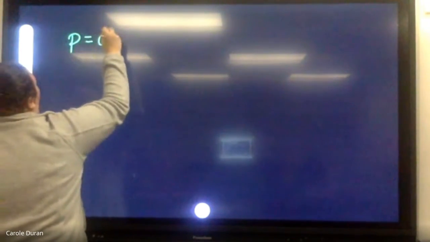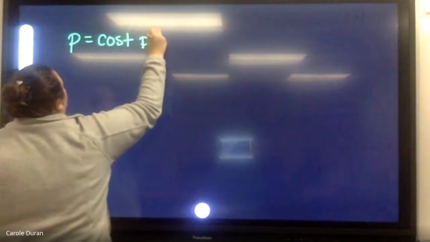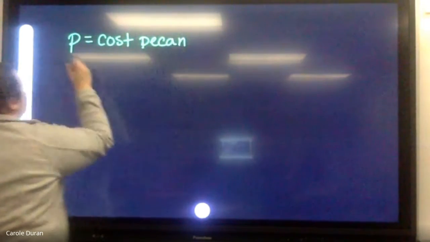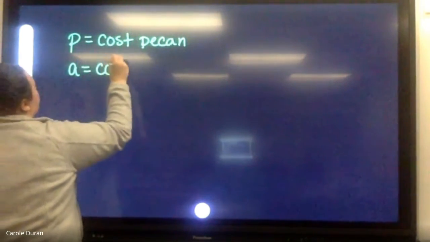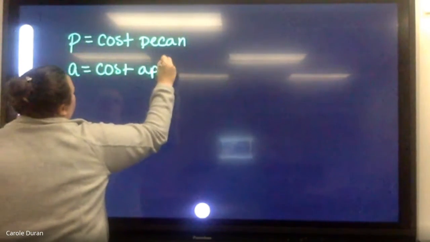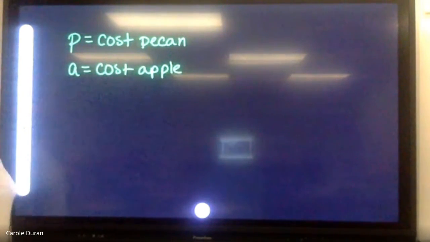First thing, I need variables. These variables are the unknowns that I'm trying to solve for. So I'm going to use P for the cost of a pecan cheesecake. I'm going to use A for the cost of an apple cheesecake. And then I'm going to use the information from the story problem to write 2 equations that I will then use either elimination or substitution to solve.